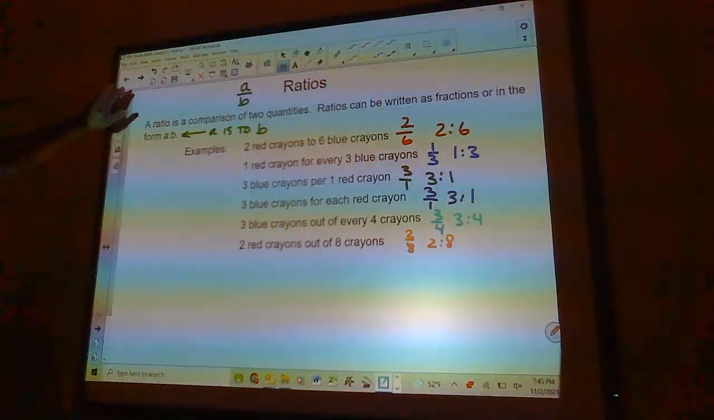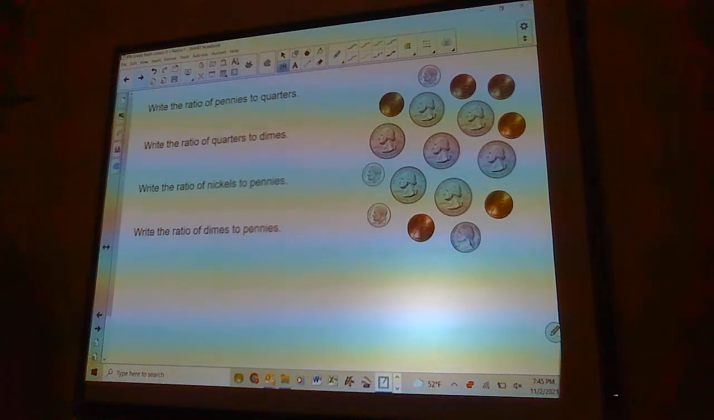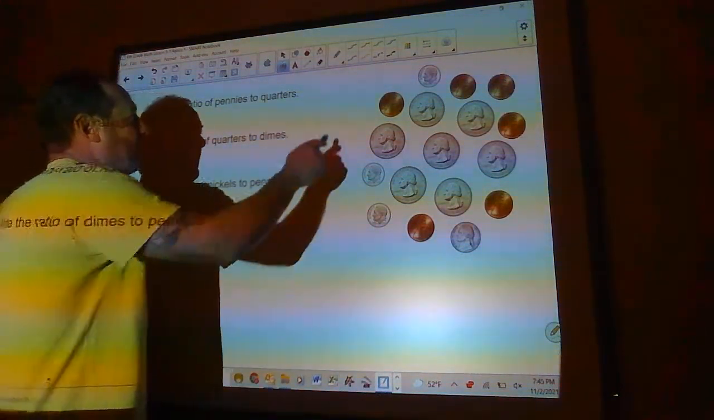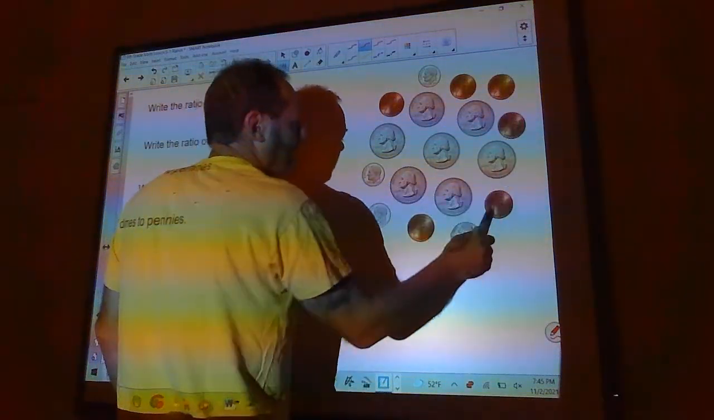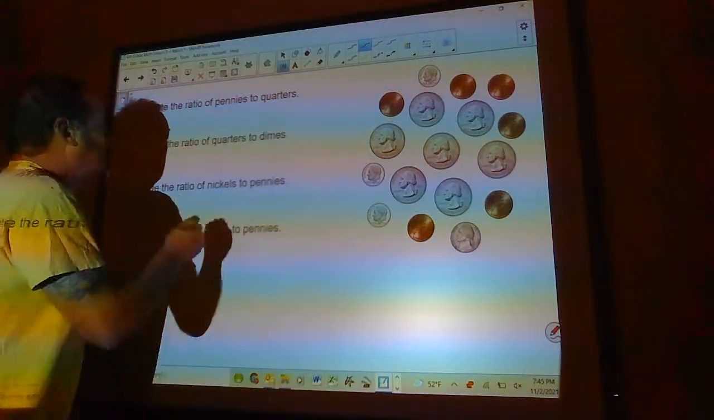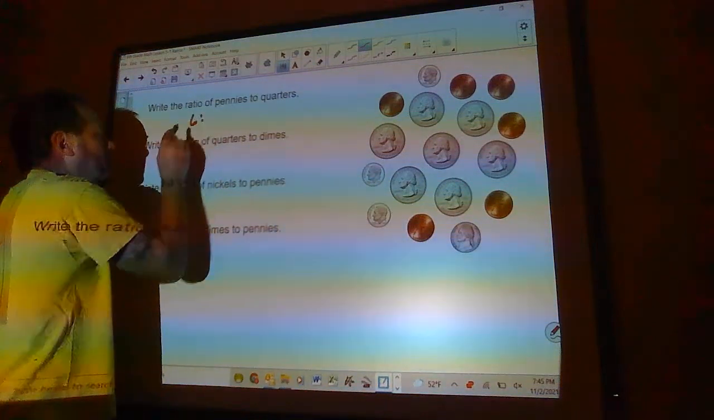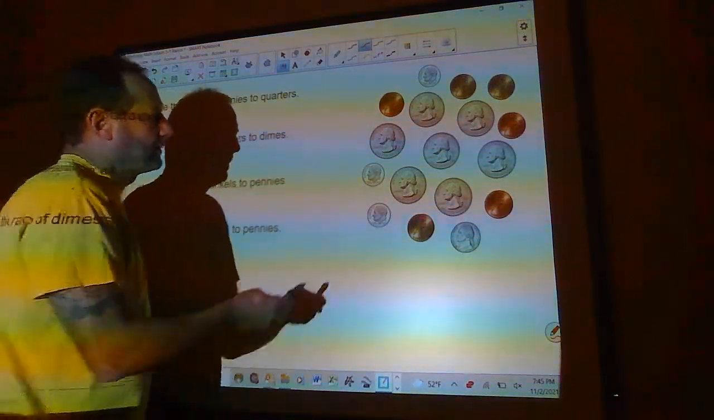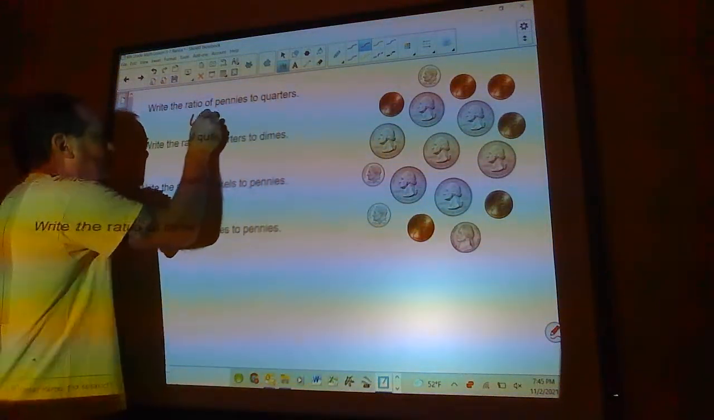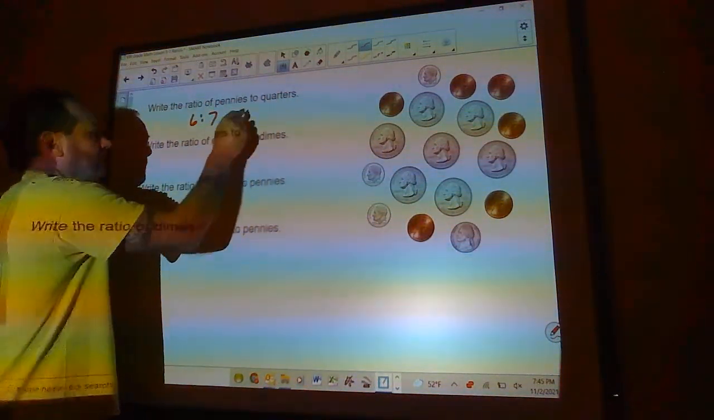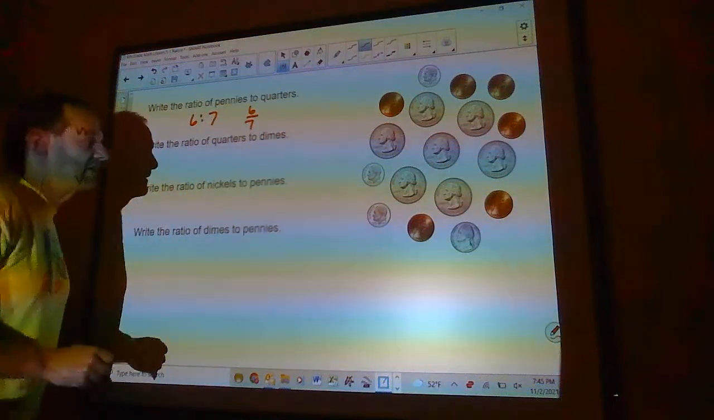So, moving right along. Here we have a bunch of coins, and we want to write some ratios. Write the ratio of pennies to quarters. The first thing we're going to do is count the number of pennies. There's 1, 2, 3, 4, 5, 6 pennies. Then we'll count how many quarters we have: 1, 2, 3, 4, 5, 6, 7. So this would be 6 is to 7, or we could write it as 6 sevenths.